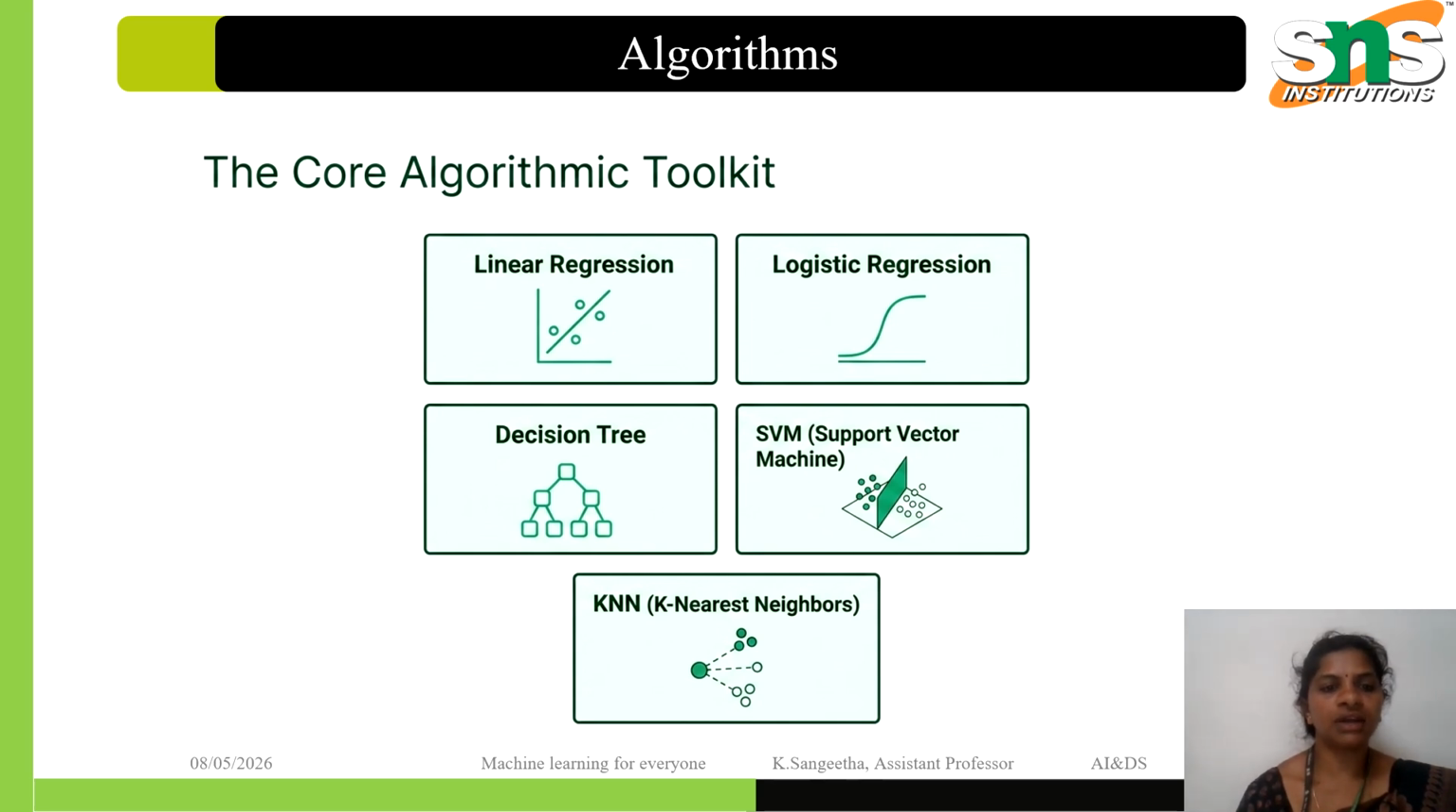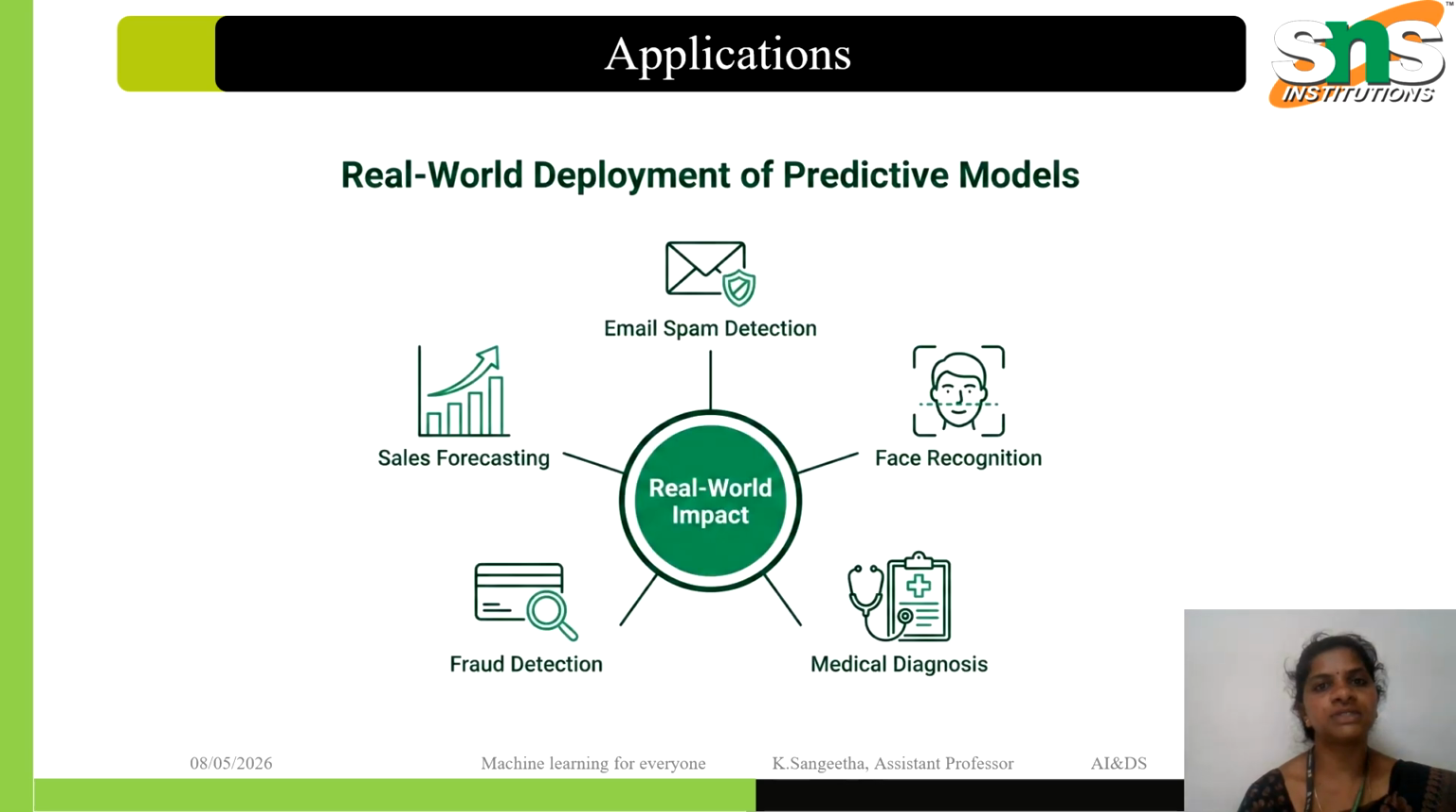Several algorithms are available for supervised learning. Some popular algorithms include linear regression, logistic regression, decision tree, random forest, support vector machines, k-nearest neighbor, and naive Bayes. Each algorithm has its own strengths and is suitable for different types of problems.